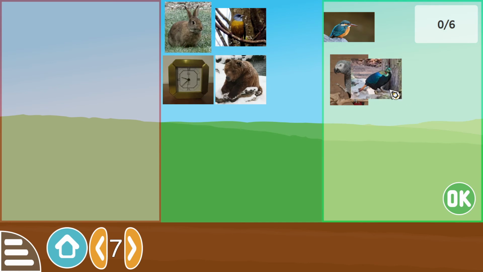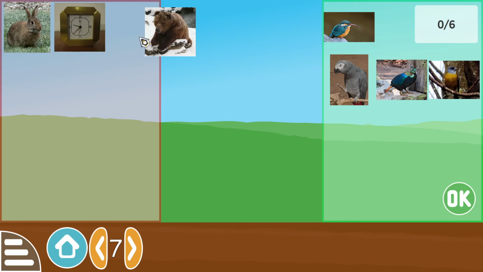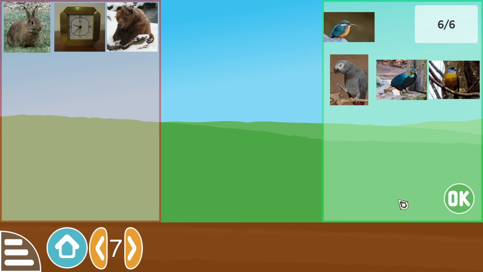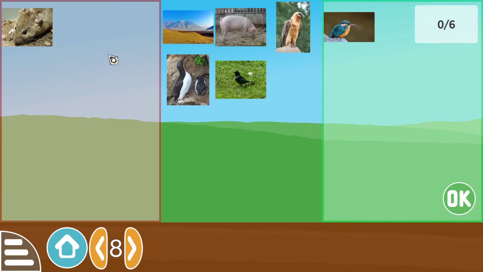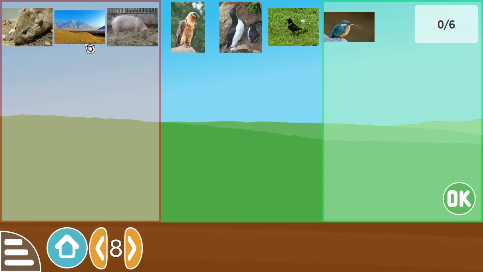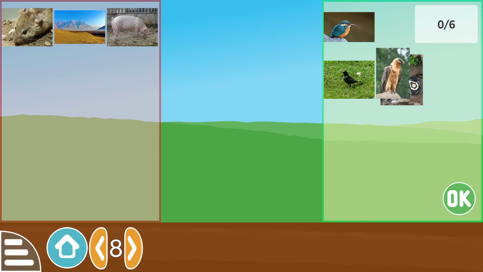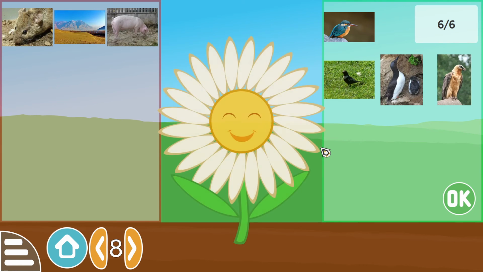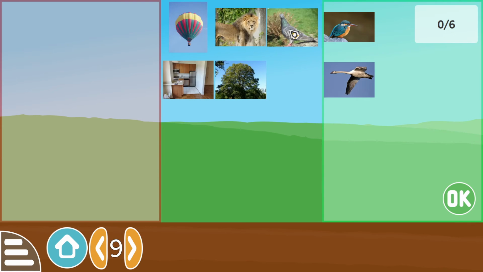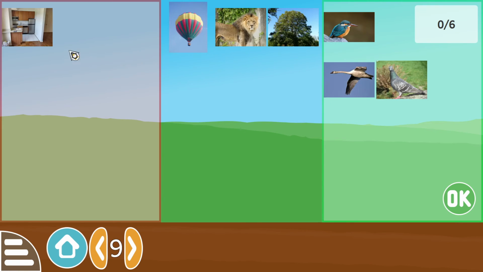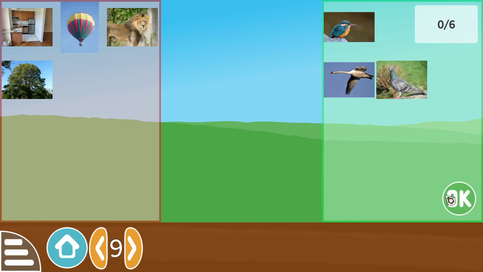So a lyrebird as well, another bird, but a rabbit, clock, and bear are definitely not birds. A rat, mountainside, pig are not, but there are some other ones. I'm not sure if that's a penguin, but well, we're going for it. And a goose, pigeon, kitchen, balloon, tree, sorry, lion and tree are not.